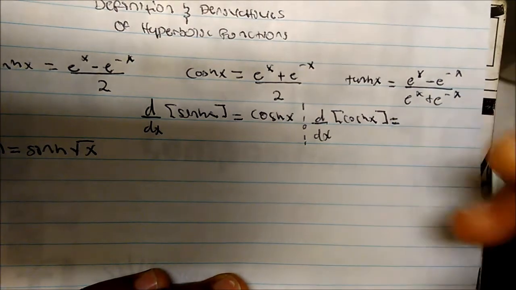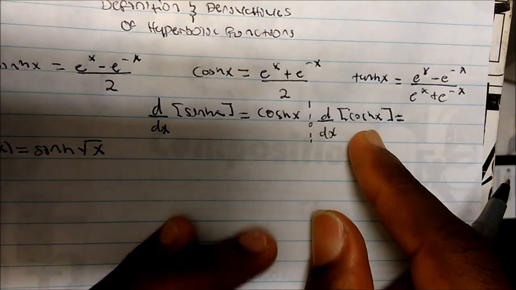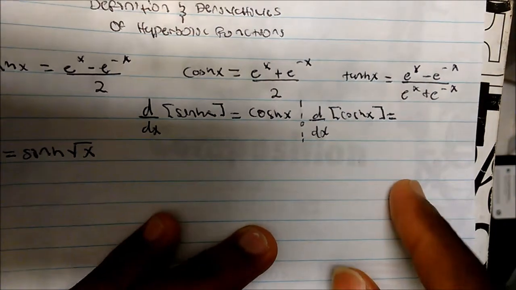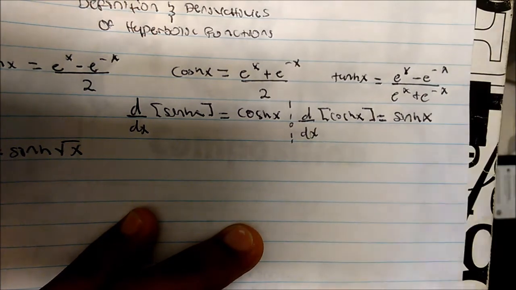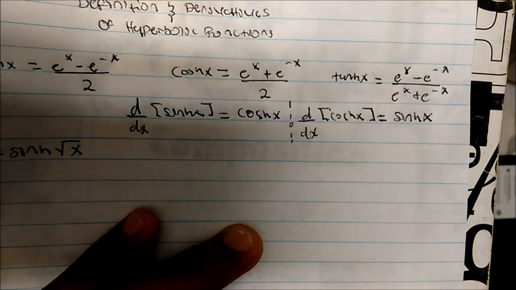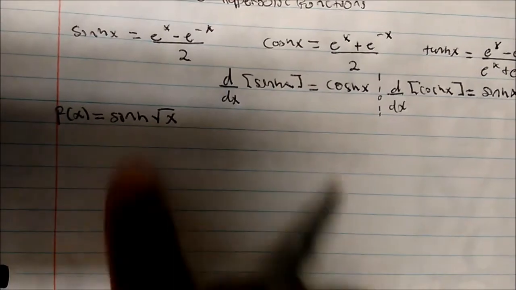Now because we're dealing with hyperbolic functions, when we take a regular cosine derivative, we say that is negative sine of x. But in this case, it's going to be positive sine hyperbolic of x. So we need to know those two. With that being said, let's take some derivatives.